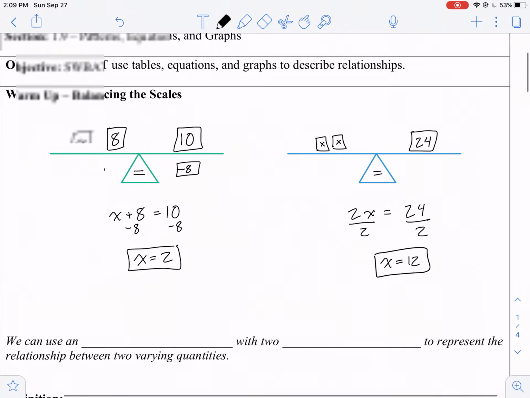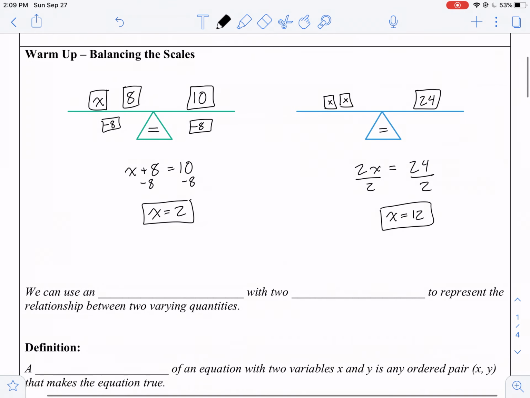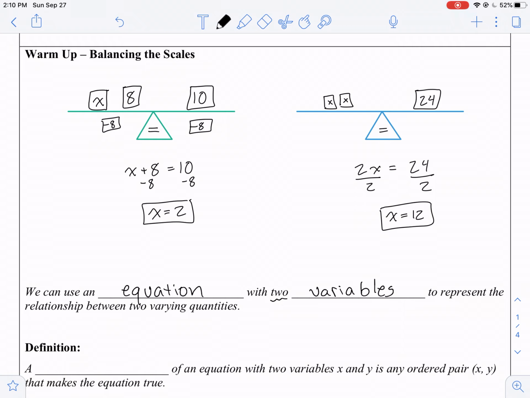Now today we've so far only been working with one variable, an x variable. But guess what? We can use 2 variables. We can use an equation. No, just kidding. Yeah, that's right. We can use an equation. Sorry, I looked ahead at the next blank. We can use an equation with 2 variables to represent the relationship between 2 varying quantities. So varying, remember, it changes. That's what vary means, is that it changes.